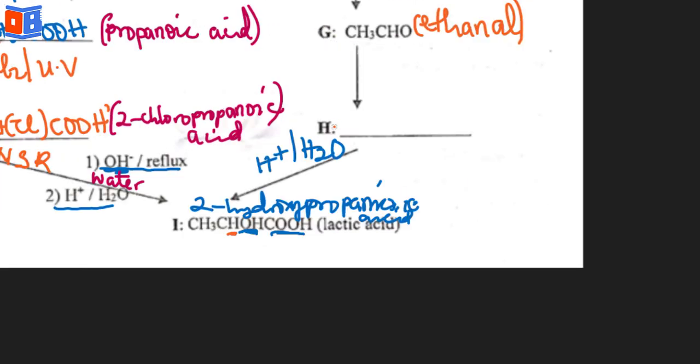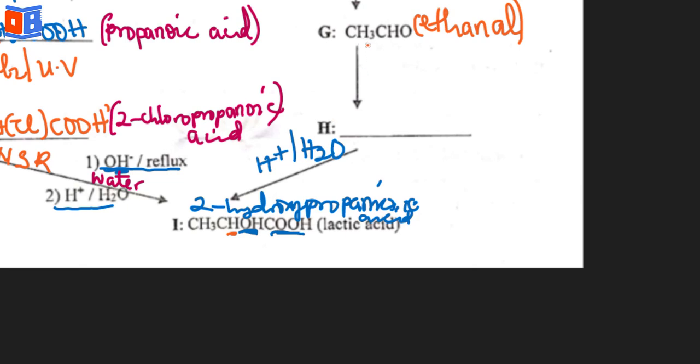Let's look at G being converted to H. We cannot depict exactly unless we come to I again. We see that H is further converted to I, and I is 2-hydroxypropanoic acid. So H has undergone acid hydrolysis to give rise to I. So what could be the conversion now from G to H? It must have been with the addition of a cyanide group.